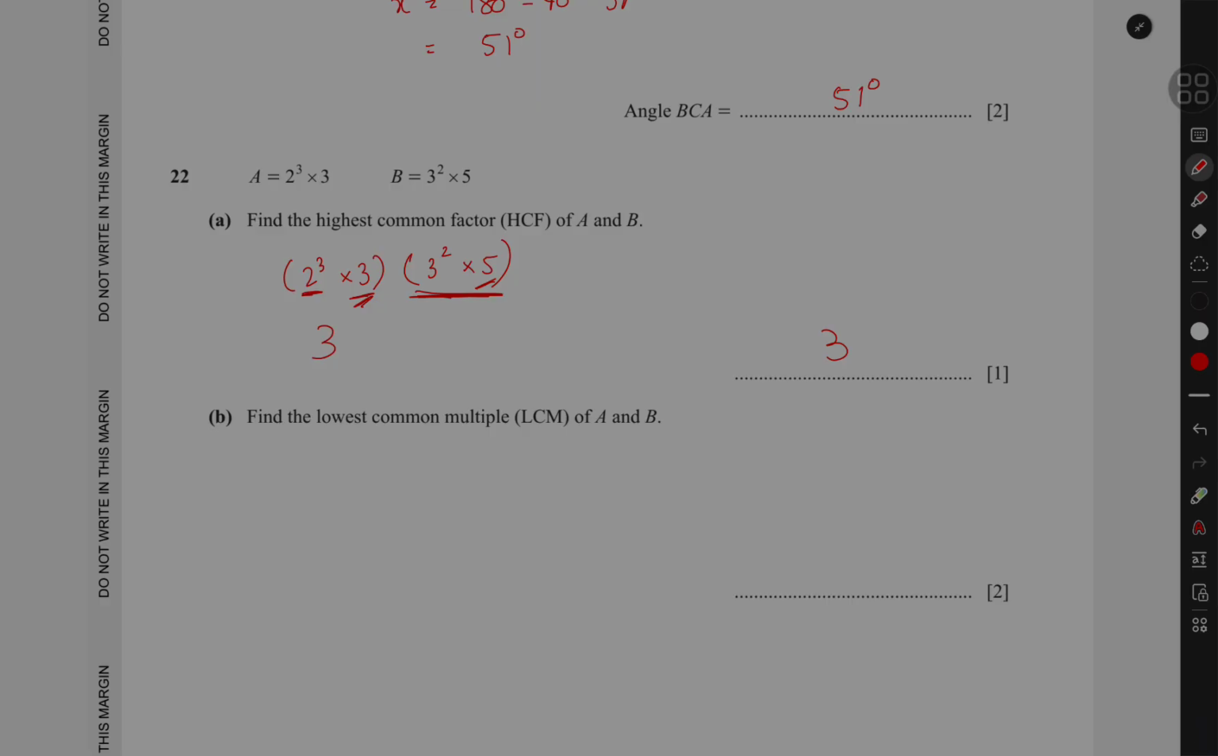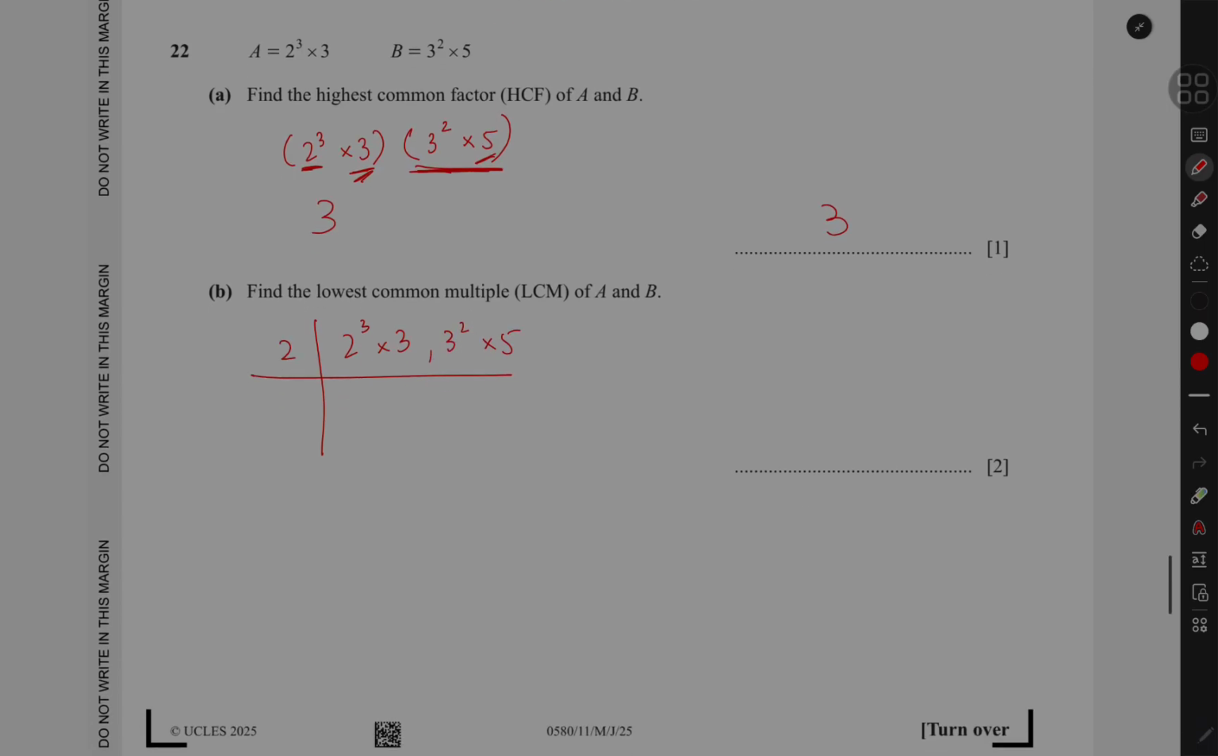Next question. Find the lowest common multiple, LCM, of A and B. That's pretty easy. I can just do 2 cubed times 3 squared times 5. If you want to go into the depth of how I got here, I can just do 2 cubed times 3 and 3 squared times 5.